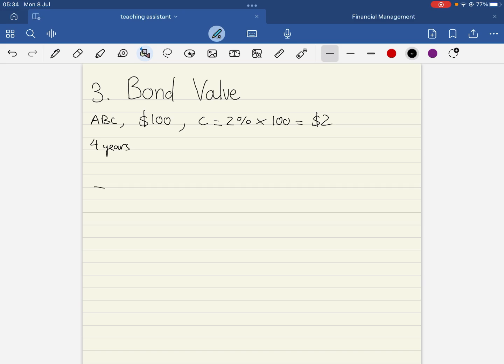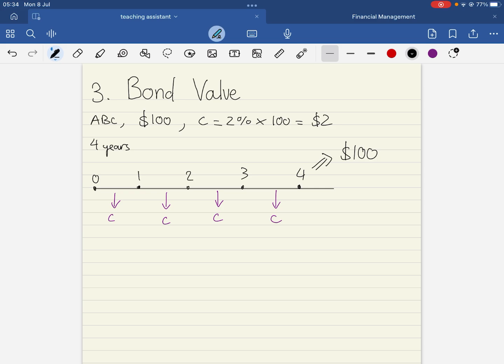So first of all, let's take a look at this timeline. So there will be 4 years. So 1 year, 2 years, 3 years, and 4 years. What do we know about this timeline? Because the coupon payment is $2 per year, every year you will receive C, which is equal to $2. And at the end of year number 4, you will receive $100, which is the original amount that you let company ABC borrow.